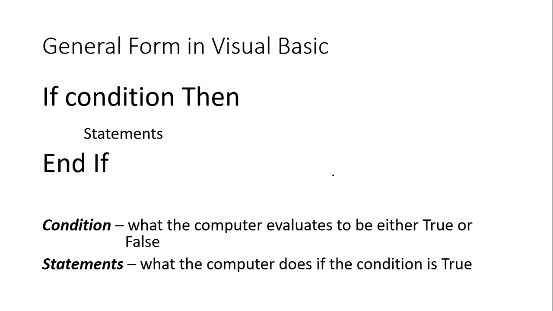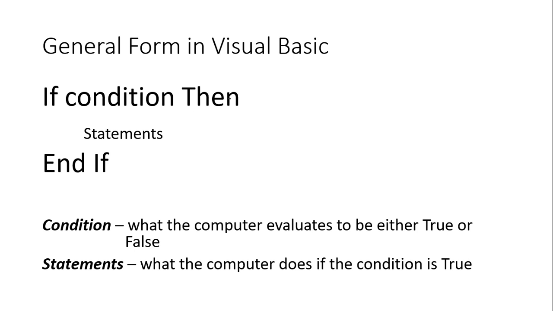General form in Visual Basic, and in pretty much almost any language that you look at, you're going to see the word if, and then you're going to see a condition. The condition is as simple as what the computer is going to evaluate to be either true or false. Usually that's with an equal sign or a less than or a greater than or something along those lines. Then you're going to see the word then.